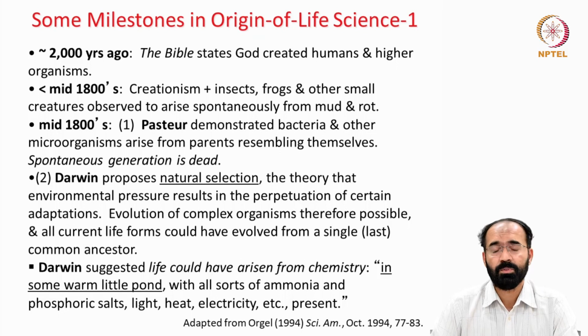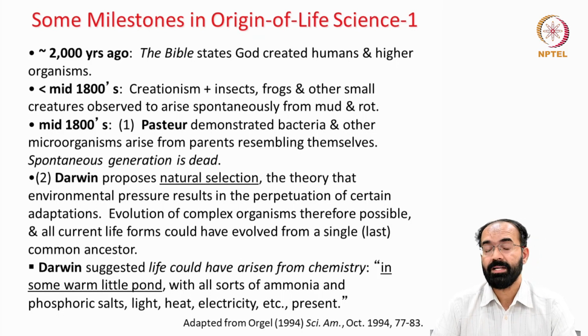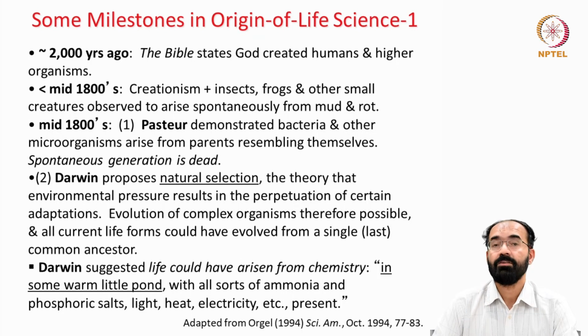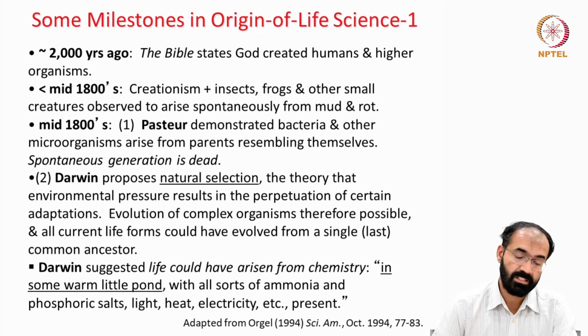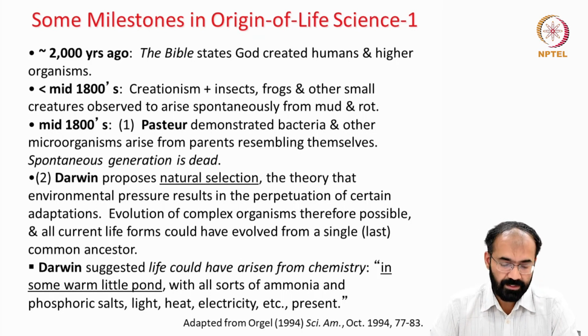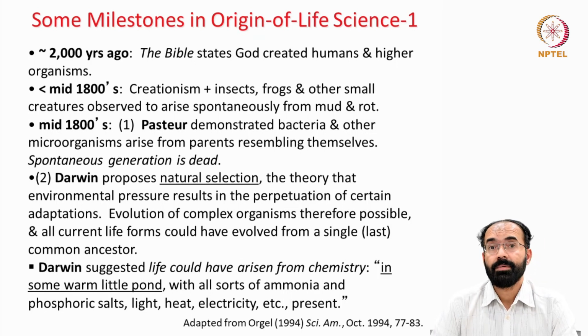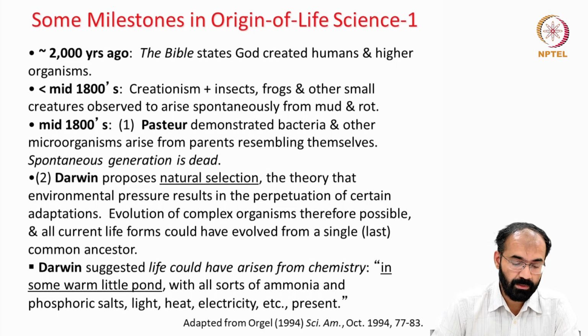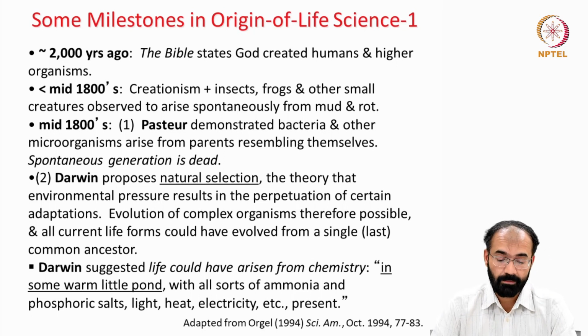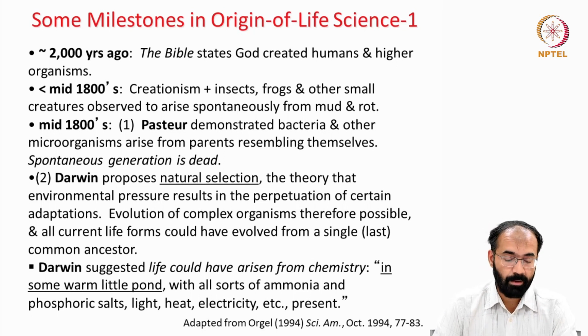And he also proposed that every living organism in this modern world has originated from one common ancestor. That is one unique common ancestor for all living life forms on this planet. And Darwin also suggested that life could have arisen from chemistry, that means chemical molecules, in some warm little pond with all sorts of ammonia, phosphoric salts, light, heat, electricity, etc.